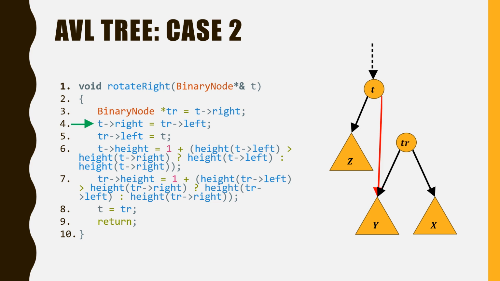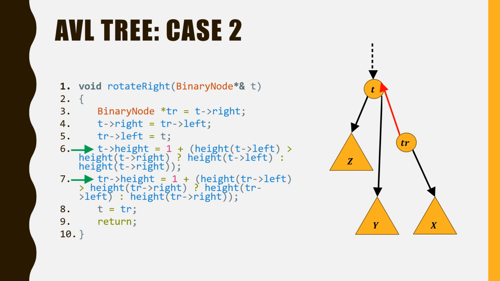In line 4, we update the right child of t to point to the left child of tr. This operation attaches subtree y as the right subtree of t. In line 5, we set the left child of tr to t.